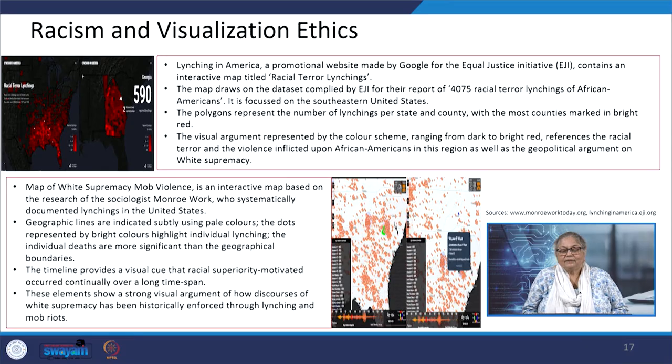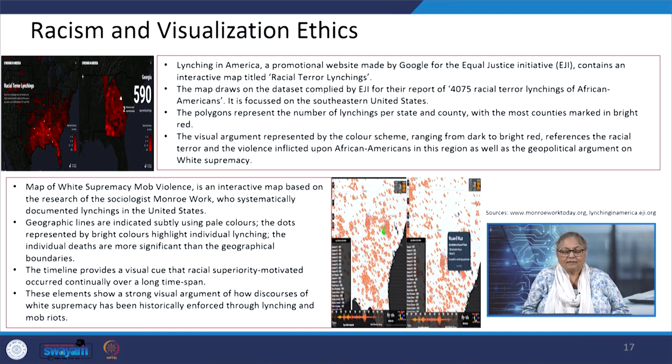of color blindness. Let us see how visualization techniques in digital mapping projects portray the racism in the machine, that is the ways in which our digital tools can inadvertently recreate the latent racism and the cultural blind spots in our society. We will compare two instances, racial terror lynching maps and map of white supremacy mob violence in America. The first map draws on the data set compiled by EJI for their report of 4,075 racial terror lynchings of African Americans, and it is focused on the southeastern United States.